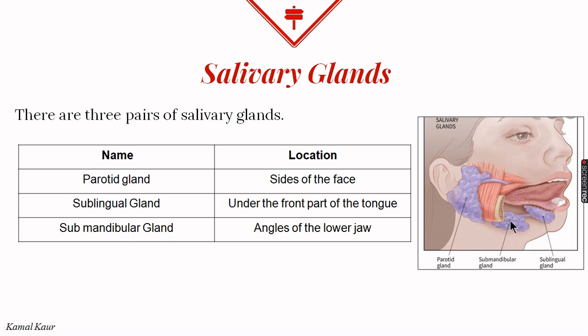Then another pair is present at the angles of the lower jaw, the submandibular glands. And the third pair is present under the front part of the tongue and it is called the sublingual gland. All the three pairs of salivary glands secrete saliva, which is poured with the help of ducts. So you can see here these are the ducts which pour saliva into the buccal cavity.